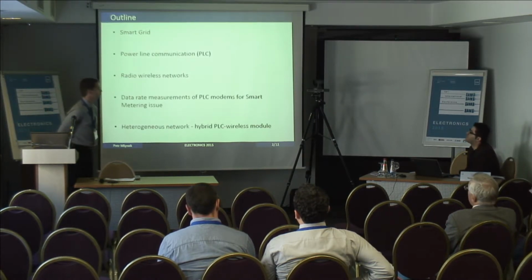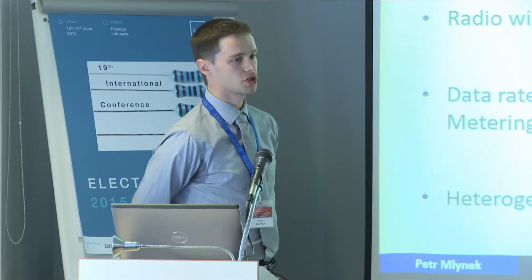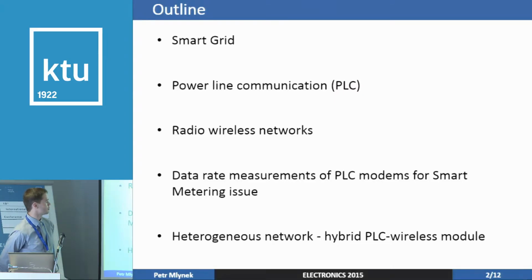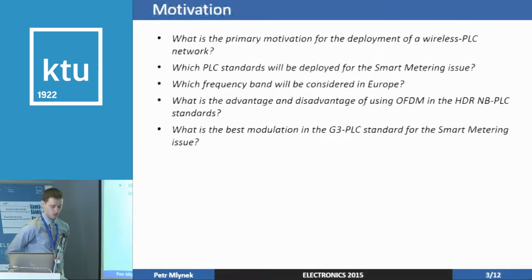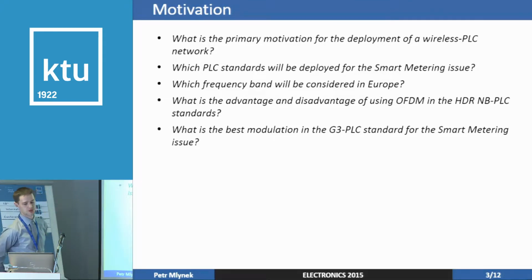The outline of the presentation is the following. I will say a few words about power line communication, then about simulation of a radio wireless network, and finally about the heterogeneous network and the proposed hybrid power line wireless module. The motivation of this work was to answer these questions, primarily the first and second one. What is the primary motivation for deploying a wireless power line network, and which power line communication standard will be deployed for the future smart metering issue?